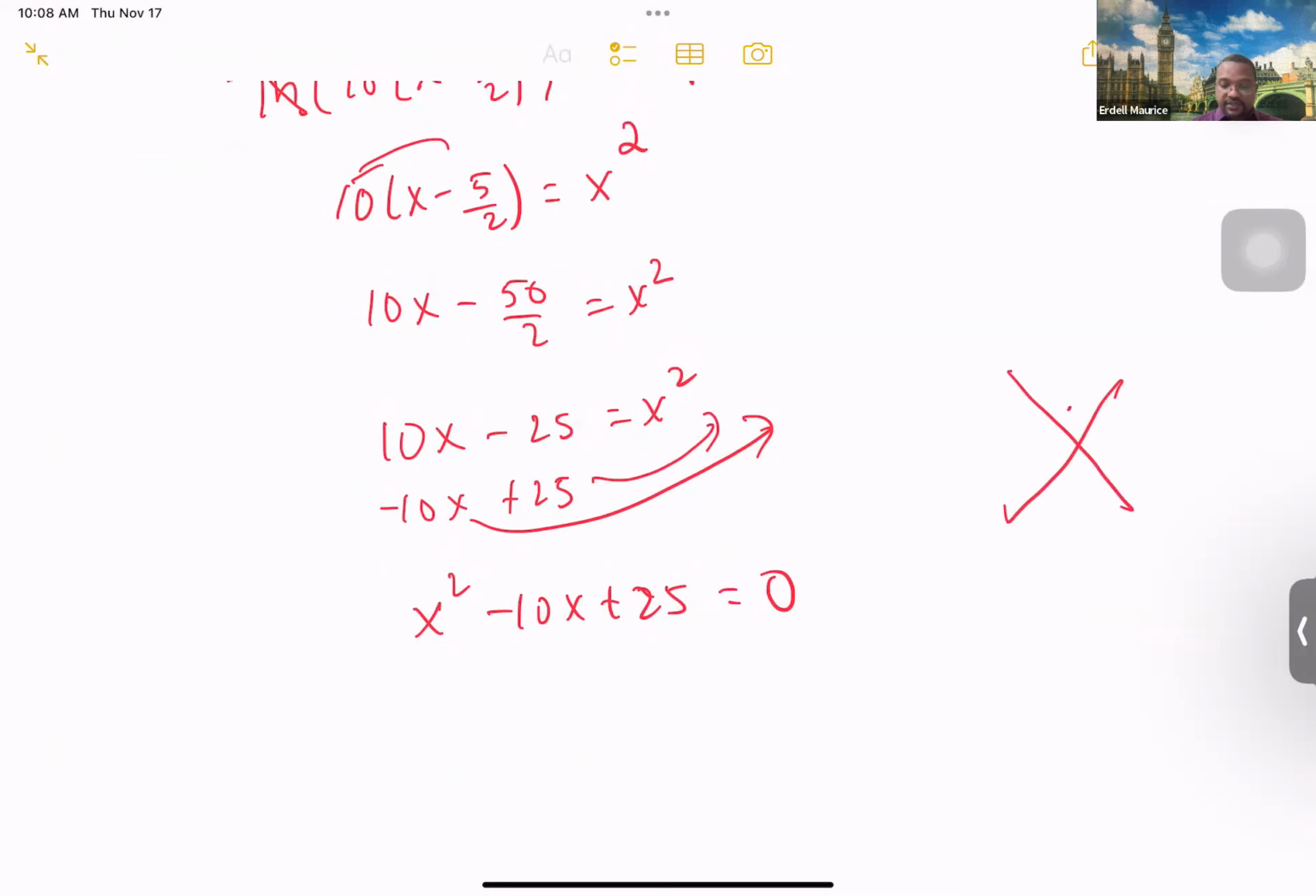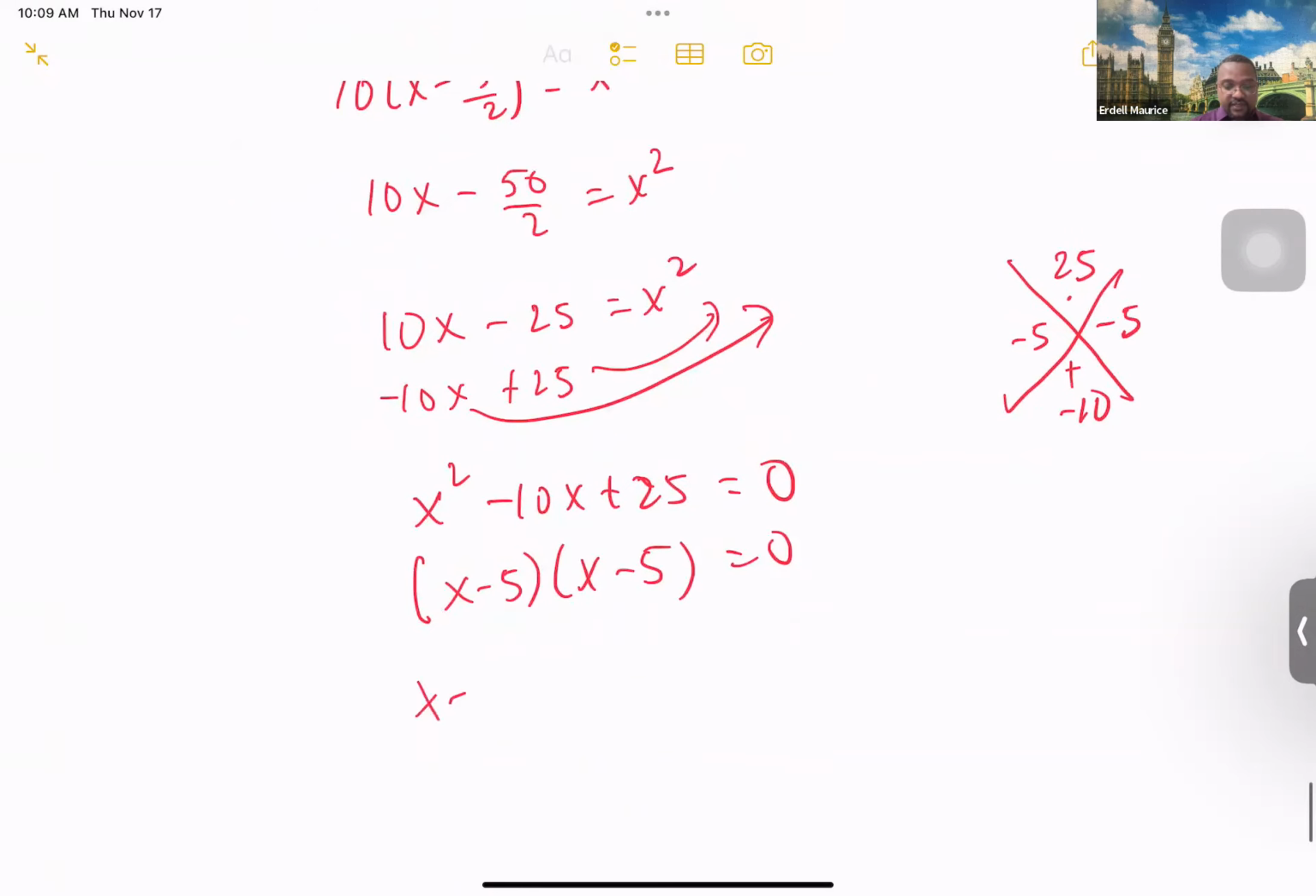I need two numbers. When I multiply them, I get 25. When I add them, I get negative 10. Those numbers are negative 5 and negative 5. And so this factors into x minus 5 times x minus 5 equals 0. And so I go x minus 5 equals 0. So x equals 5.